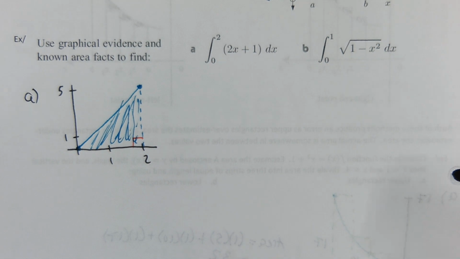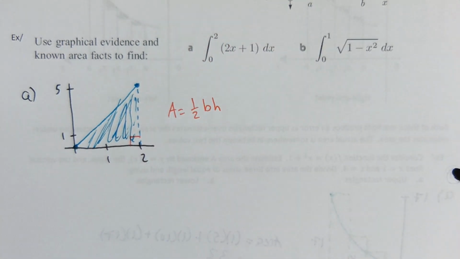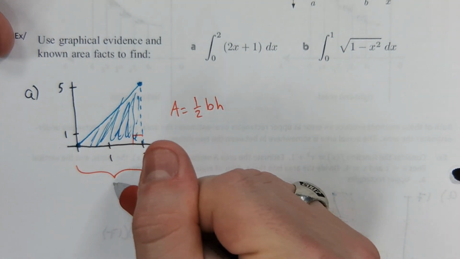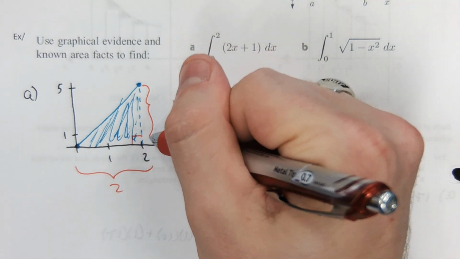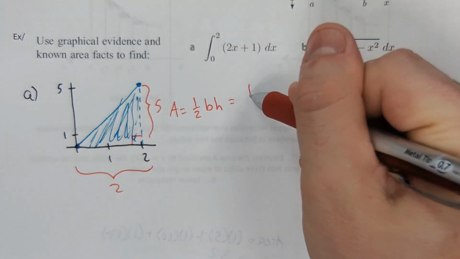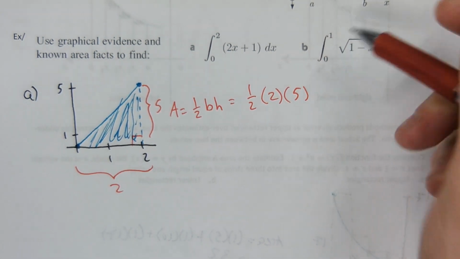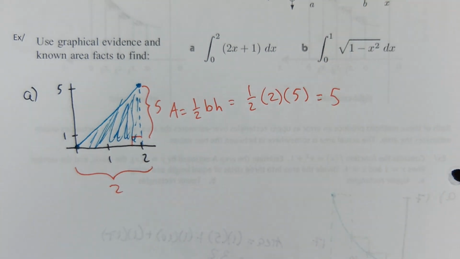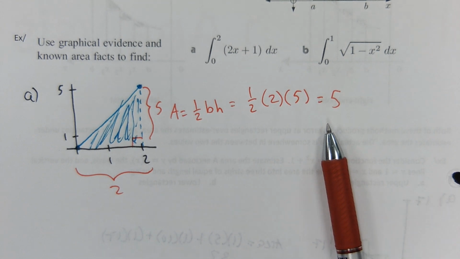And I know how to find the area of a triangle. It's just 1/2 base times height. Well, I could see the base. It's 2. And I could see the height. It's 5. Two times 5 is 10, and half of that is 5. So the area underneath that curve, technically all things are known as curves, is 5.